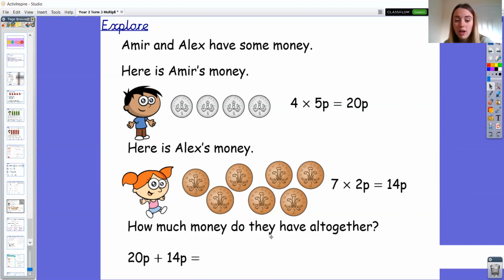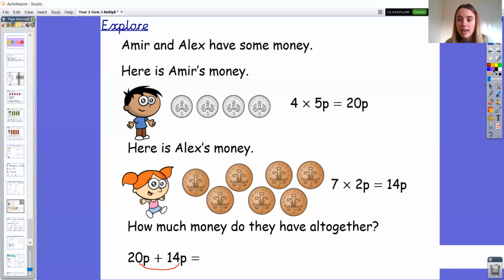Well done. So I'm thinking about, first of all, adding the ones here too. It's really important that we always start with adding the ones in case there is more than 10 and we need to exchange. So first of all, let's have a look. We've seen we've got 0p, add 4p. So how many ones are we going to have? Well done. We're still going to have 4 ones.